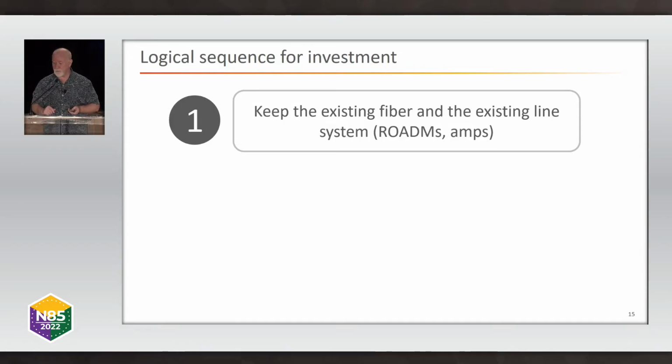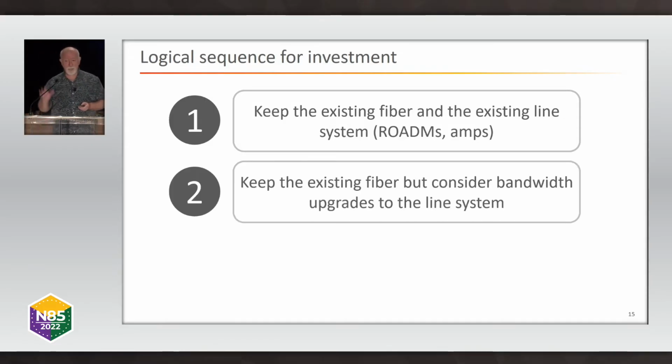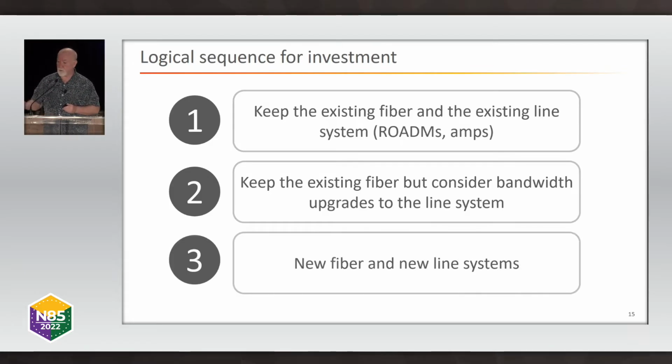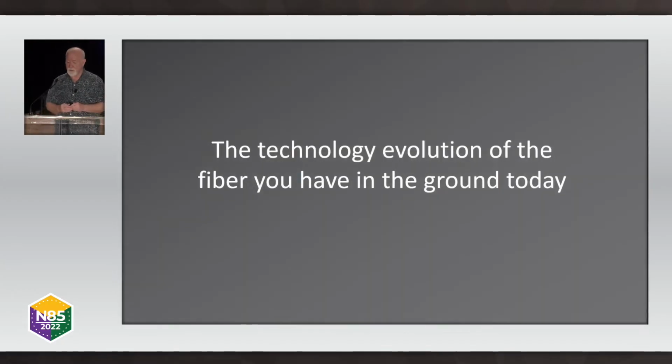transponder evolution cycle. Option 2, keep your existing fiber, but consider bandwidth upgrades to the line system that will allow us to amplify more of the optical fiber spectrum. And then option 3, consider new fiber and new line systems, which is obviously the most drastic and expensive of these. So the technology evolution of the fiber that you have in the ground today is quite interesting because it's an asset that keeps on giving.